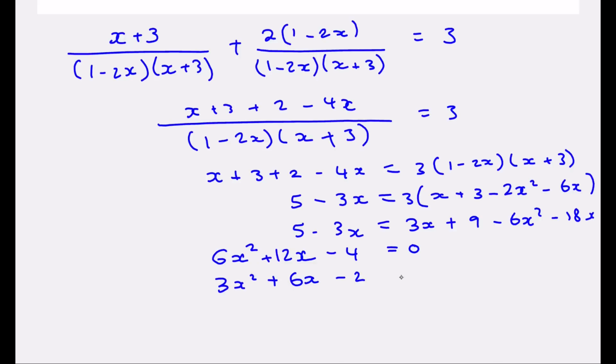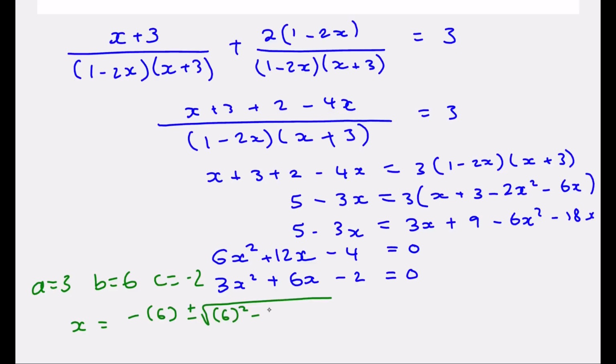I've got a quadratic I need to solve. We're in a calculator paper. It doesn't look like it factorizes. So we're going to use the quadratic formula. So A is 3. B is 6. C is negative 2. And the quadratic formula says x is equal to minus b plus or minus the square root of b squared minus 4ac all over 2a.